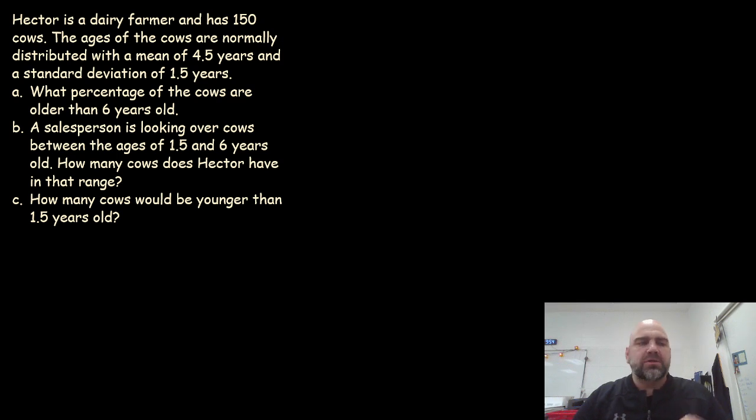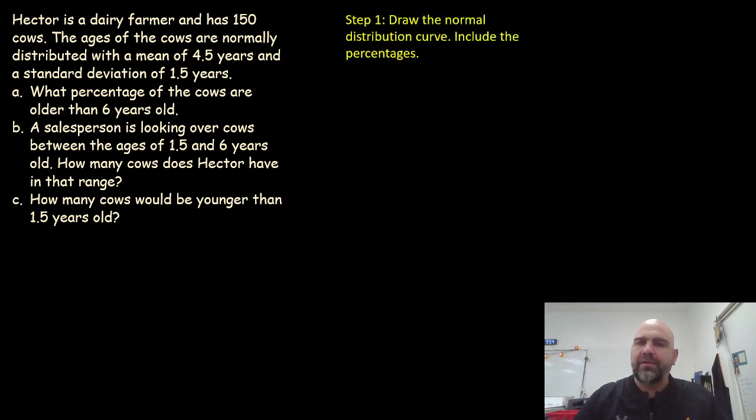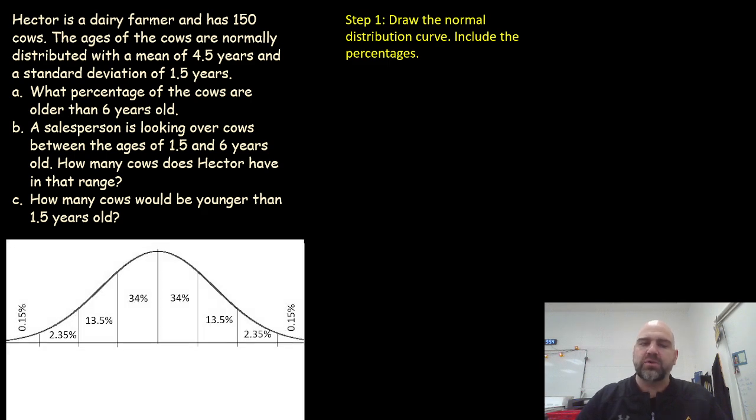Now, how we're going to solve this is we have to start with drawing a normal distribution curve, and we're going to include the percentages. So it's going to look something like this. I'm putting it there at the bottom so that you can see. So here's our normal distribution curve. Each one of those lines represents a standard deviation mark. As we move a little farther along in this unit, we're going to look at how they represent z-scores, but we're going to get into that a little bit later on.